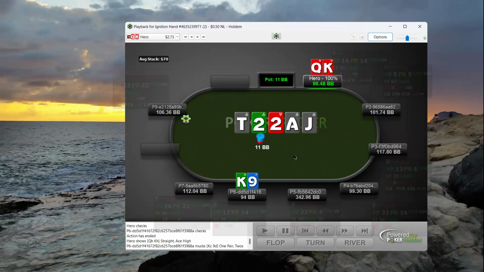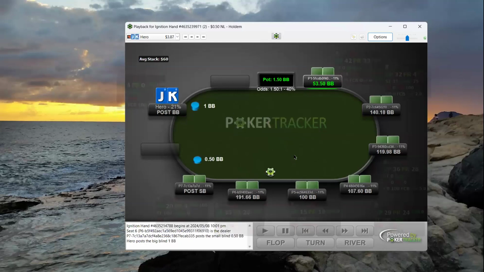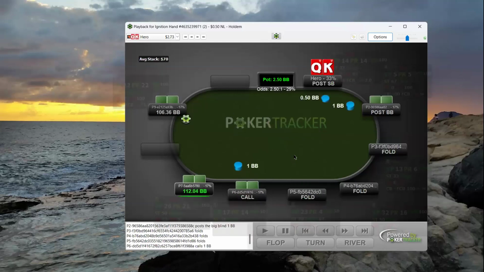Wait, did he post? No, he limped. Okay. Yep, it was a limp. Yeah. So yeah, the passive line I was taking there was my real concern.